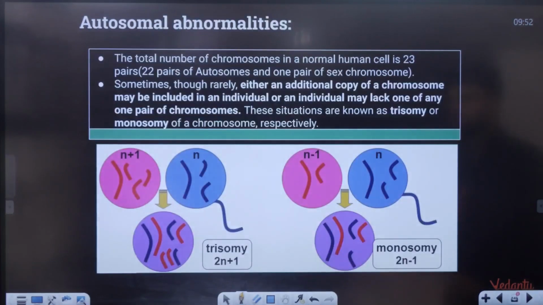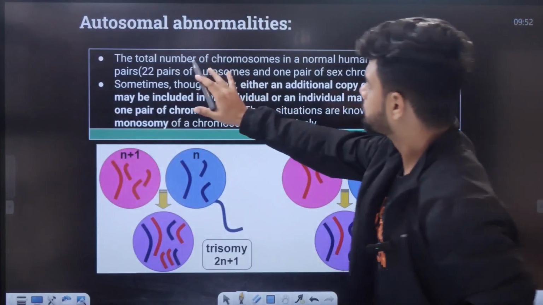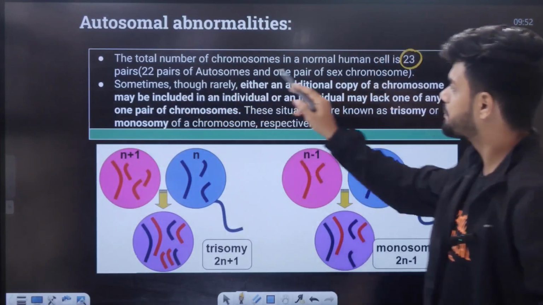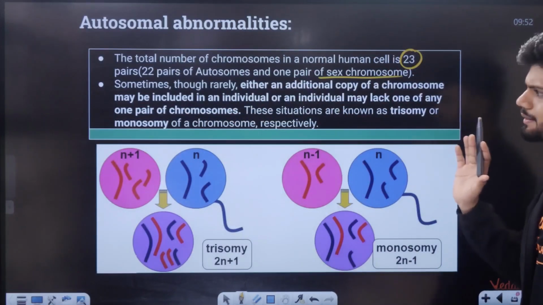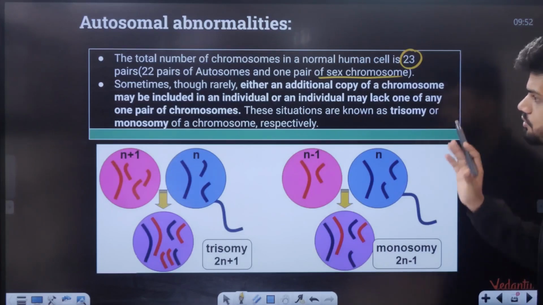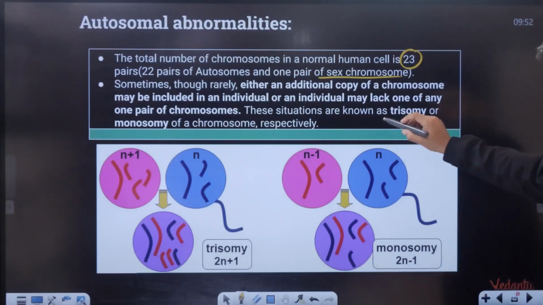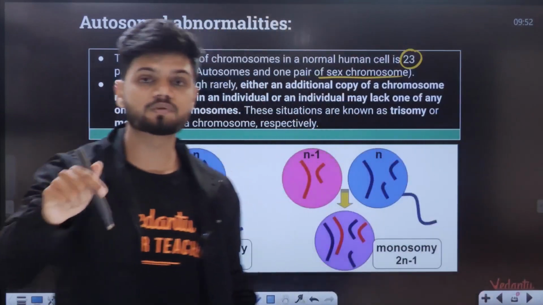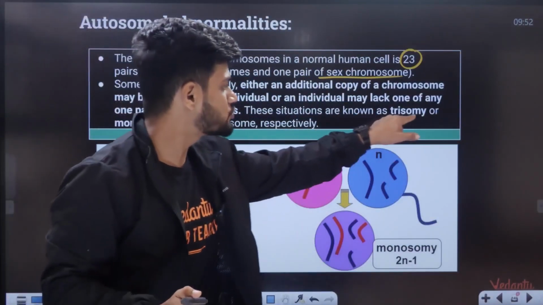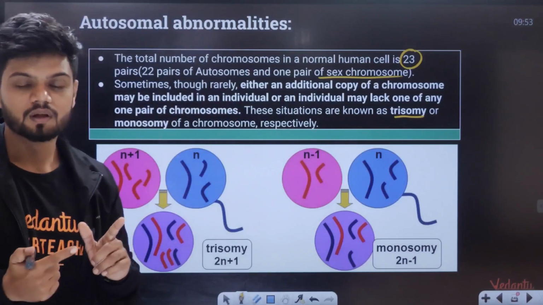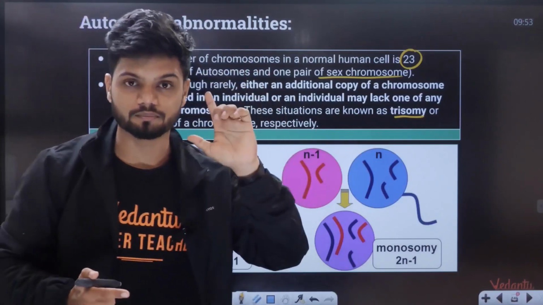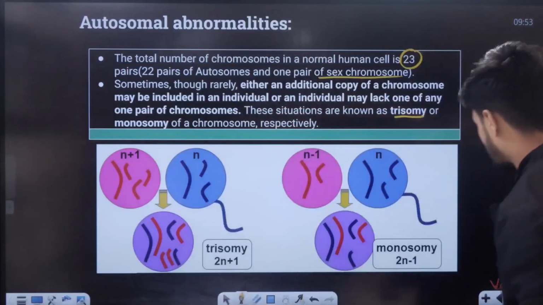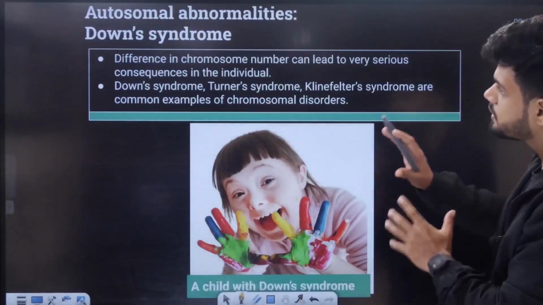Okay, now the total number of chromosome pairs in a normal human is 23. 22 autosomes and a pair of sex chromosomes, XX or XY. Okay, now students, what if I add one extra chromosome? One extra chromosome is added. One example is trisomy. Trisomy is a type of aneuploidy. Trisomy of 21 is a type of aneuploidy. Okay, type of aneuploidy. First one is Down syndrome.